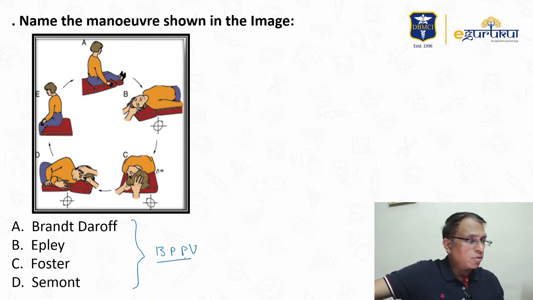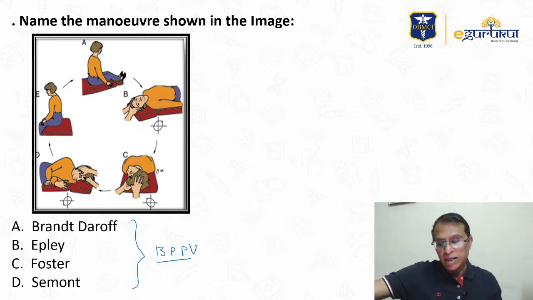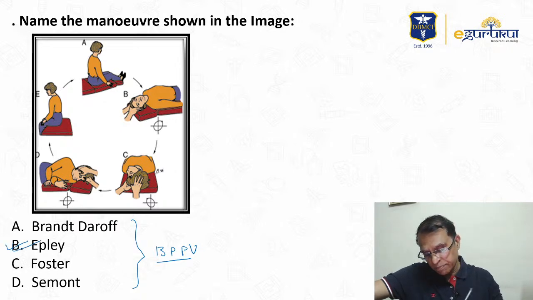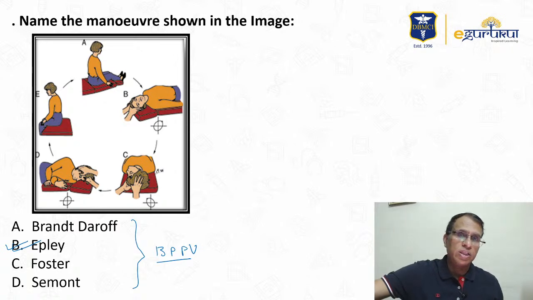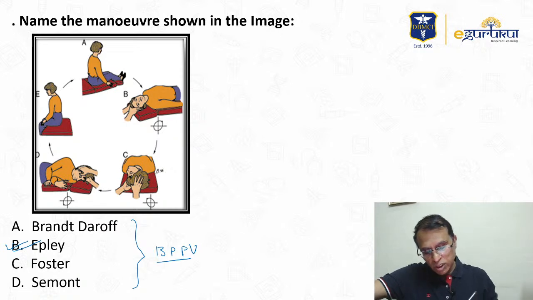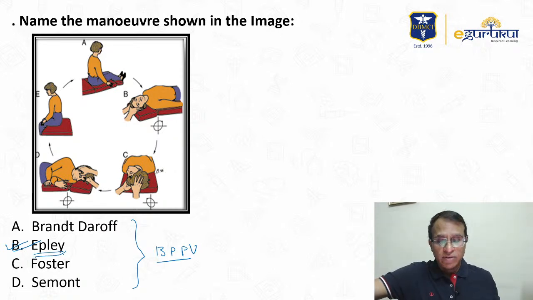They are mainly done for treatment of BPPV, and this way it is cyclical. The patient is made to lie down and the head turns. This is very clearly an Appley's maneuver. There is a very subtle difference between these maneuvers. It's very difficult unless you see the images, but the only one they ever ask is Appley's maneuver. The rest of the maneuvers they will not ask.